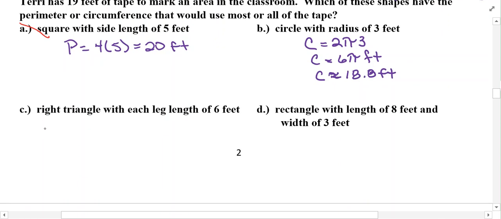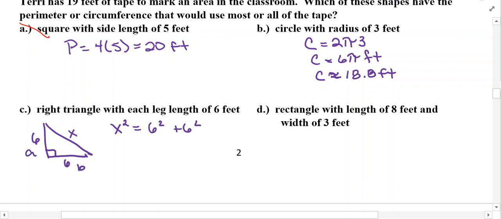A right triangle with each leg of 6 feet. So we have 6 feet, 6 feet. We need to find the hypotenuse here. We call on Pythagoras to help us with the Pythagorean theorem. So we would have x squared equals 6 squared plus 6 squared. A lot of you remembered it as a squared plus b squared equals c squared. So now I have x squared equals 36 plus 36 is 72.